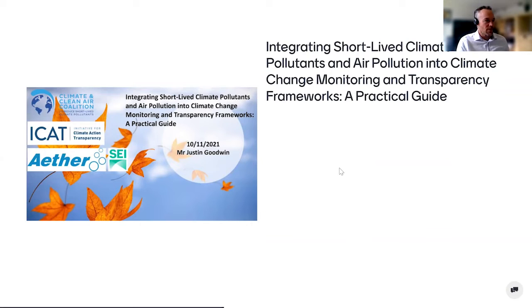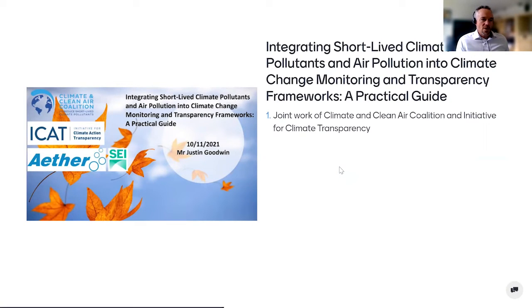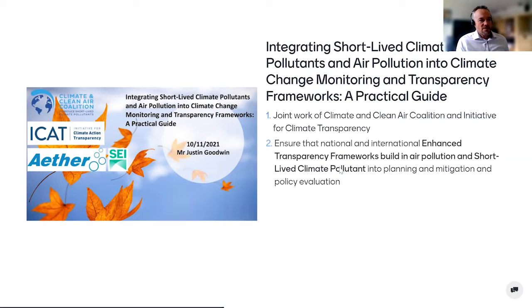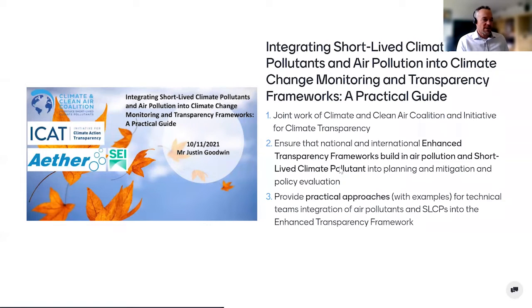This is typically what we call inventories, but the inventories are things looking in the past. So those inventories are also used for projections to look into the future and look at future scenarios. And they also inform policy decision making if you do them correctly. So this is joint work from the CCAC and ICAT, looking really from a national and international perspective. But there are things we can learn at a subnational perspective, and really starting to look at practical approaches.